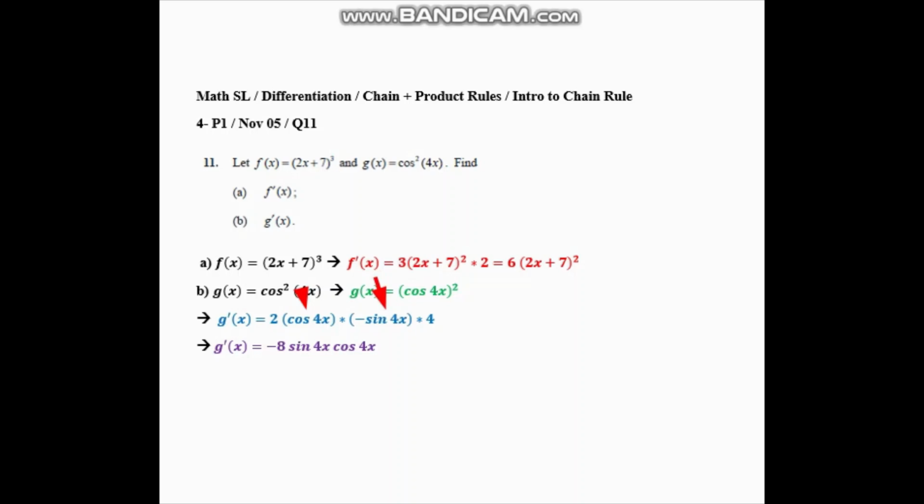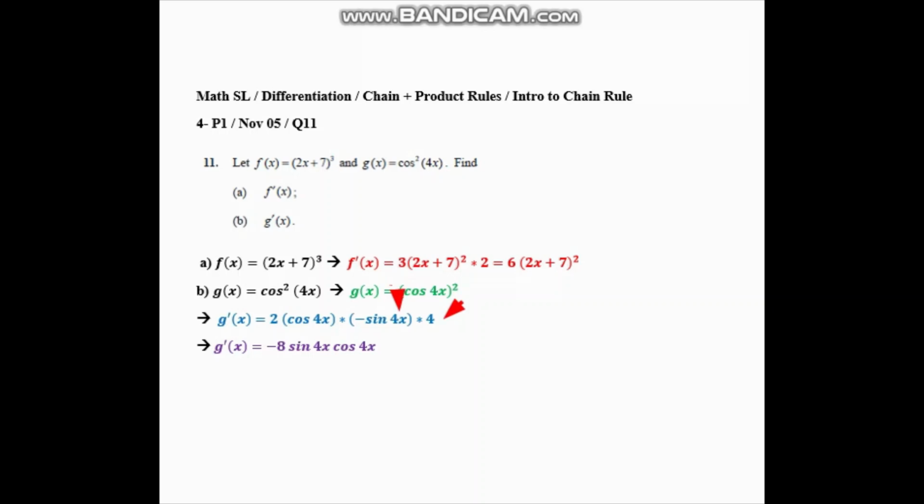But I still have an innermost function, which is the 4x itself. Because if I only attempted to differentiate cosine y, the answer shall be negative sine y, and there is nothing more to do. But cosine 4x is more complicated because 4x itself is differentiable. So the derivative of this 4x right there is 4. So I multiply my answer by 4. So here we have a 3-tiered chain rule problem.